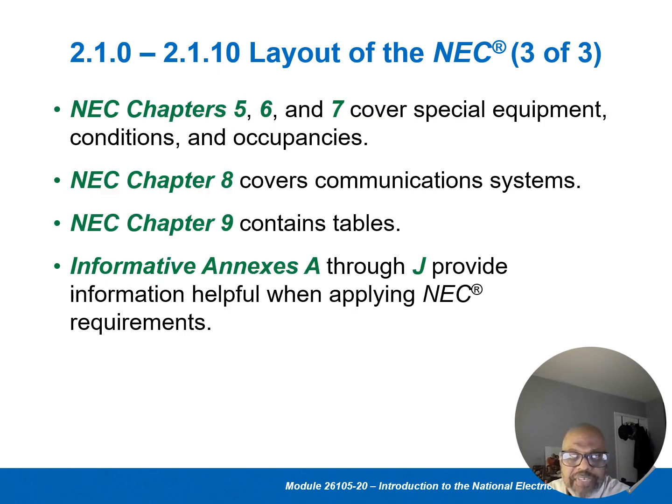Chapters 5, 6, and 7 cover special equipment, conditions, and occupancies. And again, special equipment might be HVAC equipment, refrigeration equipment, or some equipment in a factory. So how should it be wired? What amount of current? If it's a motor-driven device, how should it be installed?